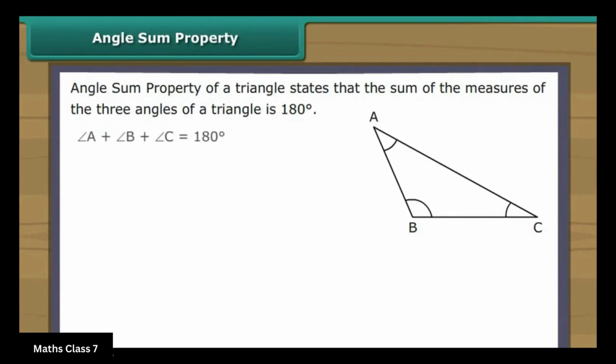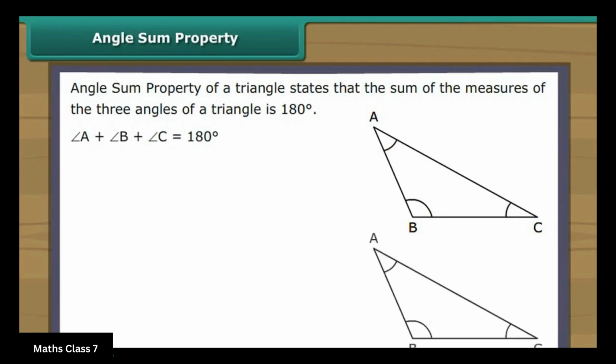In the figure, angle A plus angle B plus angle C is equal to 180 degrees. Let us now prove the angle sum property of a triangle.